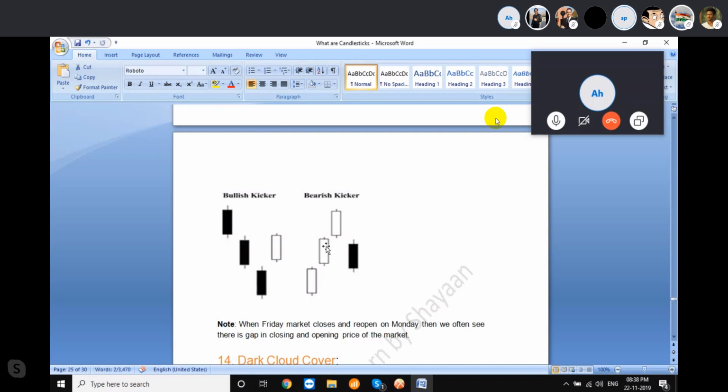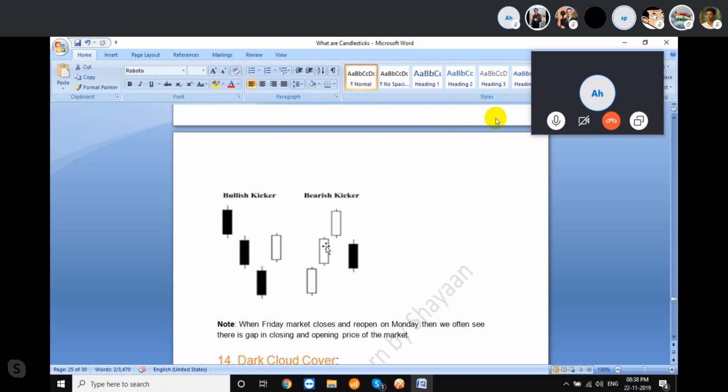Which one? Bullish kicker, or the last ending bullish candle percentage, you say? Both. Either bullish kicker or bearish kicker, both apply the same. Same formula, same thing. Size should be 70 to 130%.